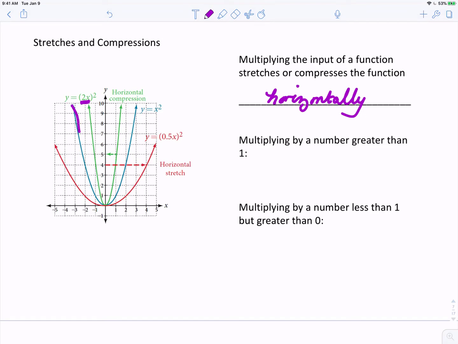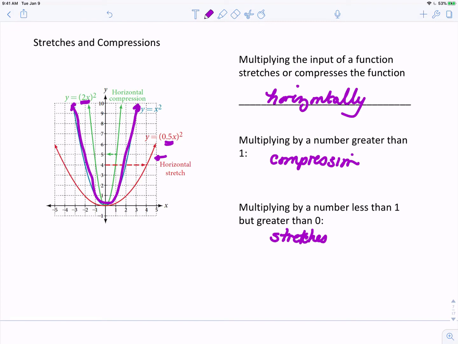this is our original function right here. This is f of x is equal to x squared. And when we multiplied by 2, the function got compressed. It got squished in. But when you multiply by a number less than 1, like here we're multiplying by 0.5, you can see that this red graph has gotten stretched. It's gotten pulled out. So multiplying by a number less than 1 stretches your function. And again, this is in the horizontal direction.